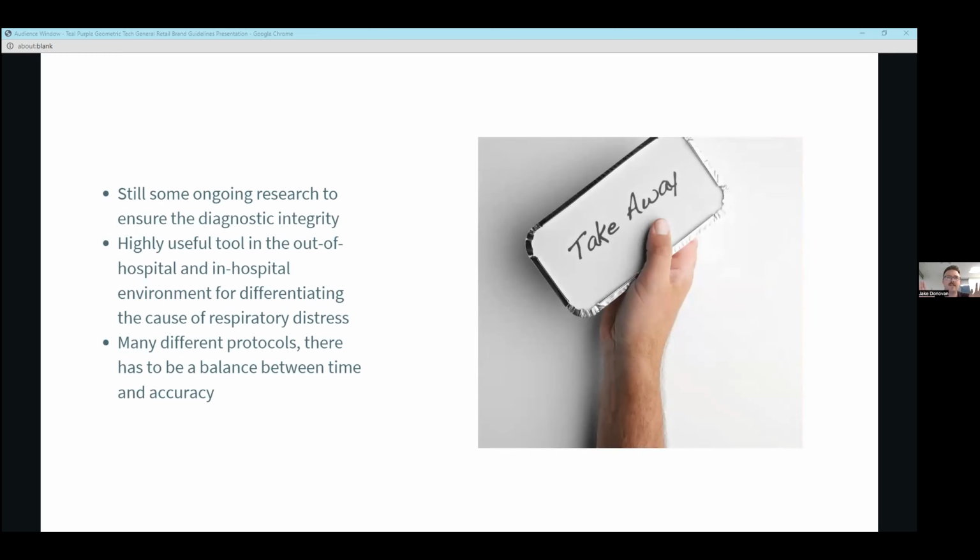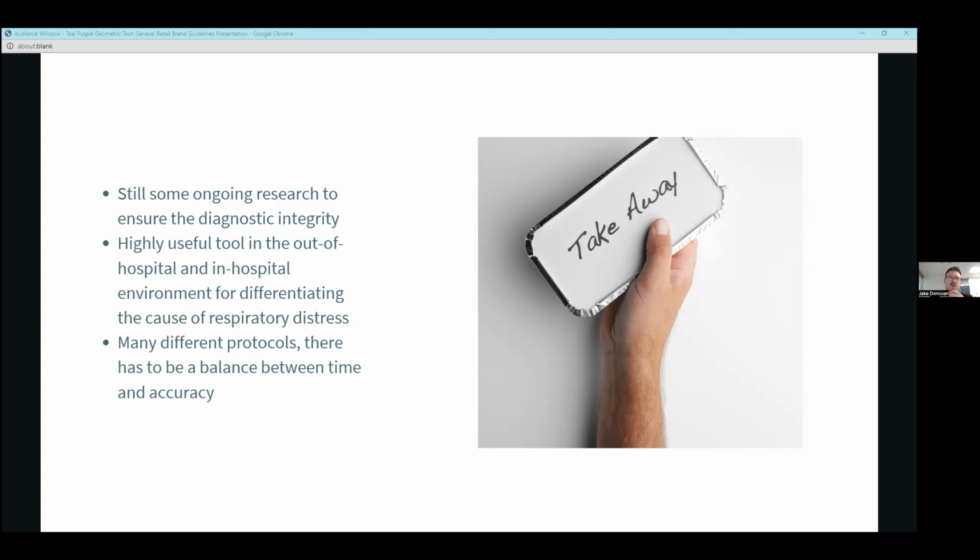So some takeaways. I think there's still some ongoing research to ensure the diagnostic integrity of these findings, which I think can only be a good thing. But I don't think there's any denying that it's a highly useful tool in the out-of-hospital environment, especially where we don't have any other types of imaging we can do. And also for you guys, for differentiating the causes of respiratory distress. And I think if you really try and use those tools I've given you for evaluating B lines, you really can differentiate different causes. And I think that's very valuable.